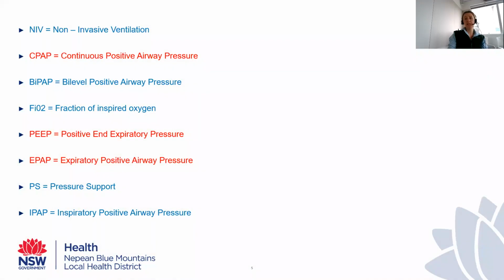So acronyms and definitions, and I've listed here most of the acronyms that you would find in the non-invasive ventilation world, and we're going to go through each of these on the subsequent slides. So NIV is non-invasive ventilation, CPAP, continuous positive airway pressure, BiPAP, bi-level positive airway pressure, FiO2 is fraction of inspired oxygen, PEEP is positive end expiratory pressure, EPAP, expiratory positive airway pressure, PS is pressure support, and IPAP is inspiratory positive airway pressure. It gets very wordy, doesn't it? Which is why we love the acronyms.